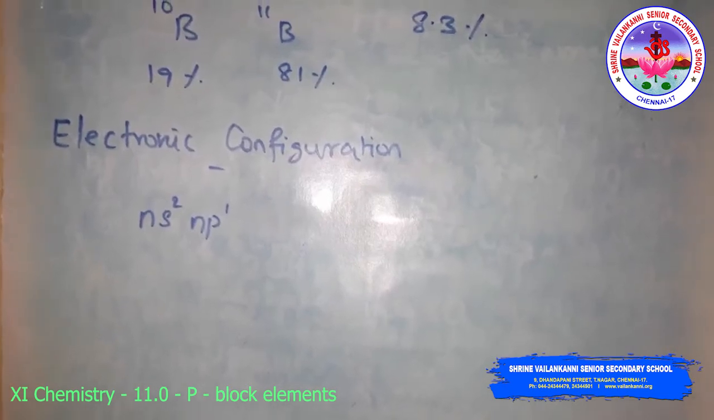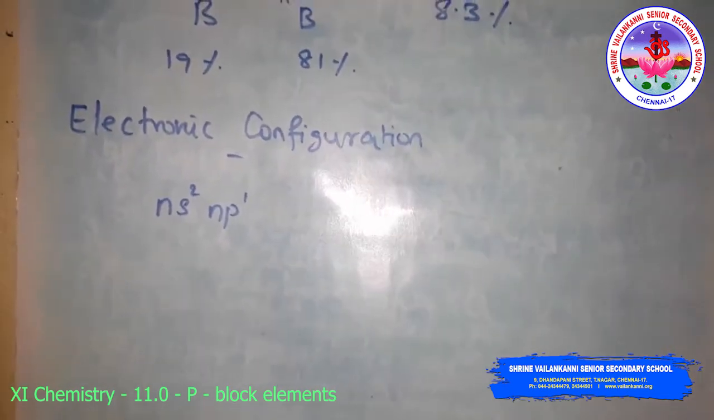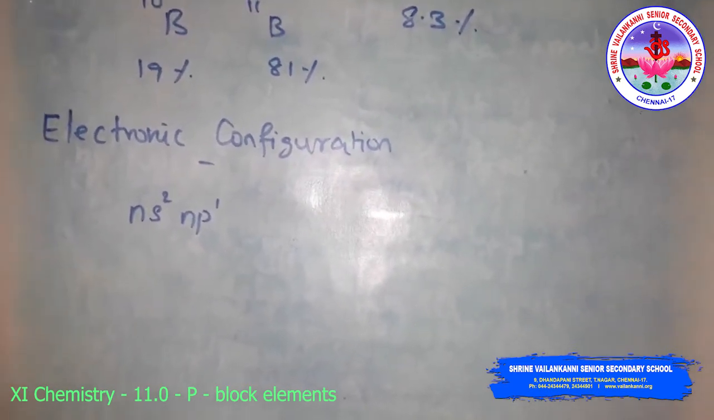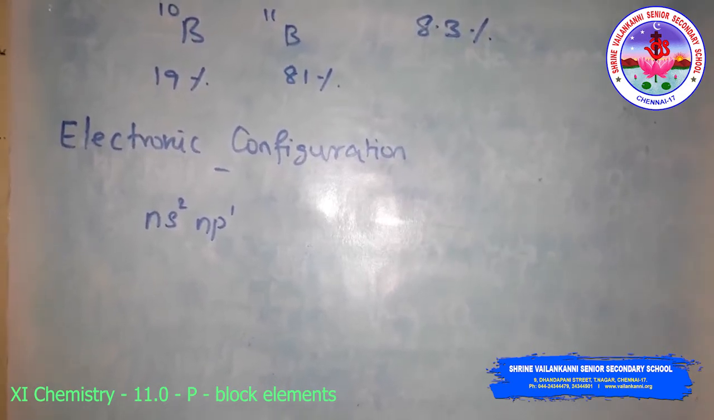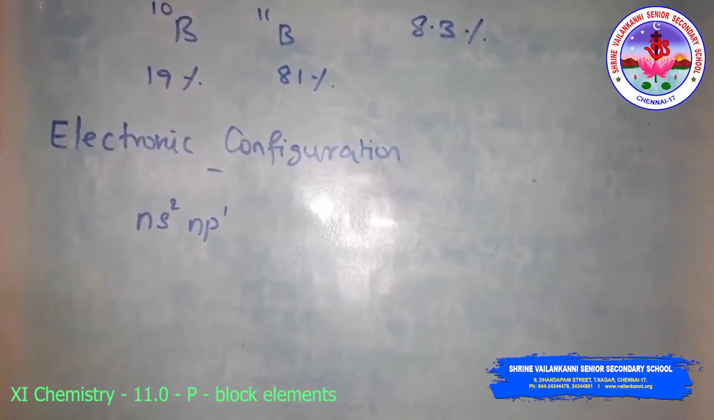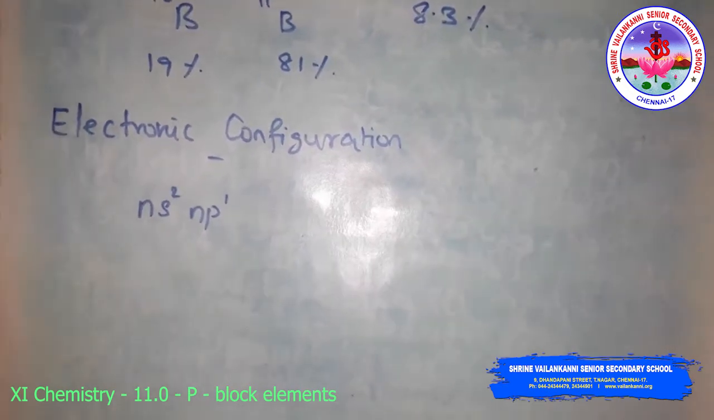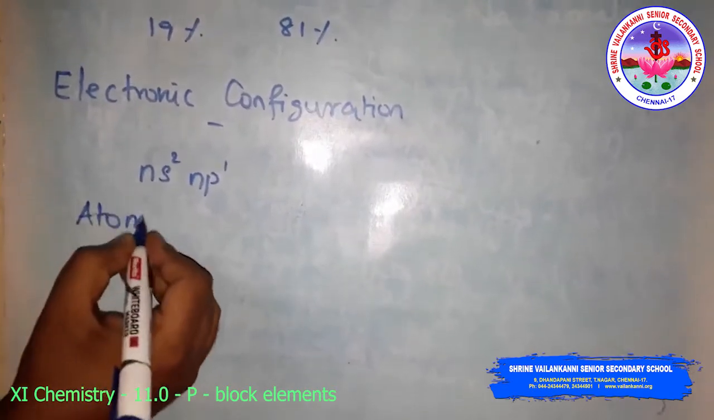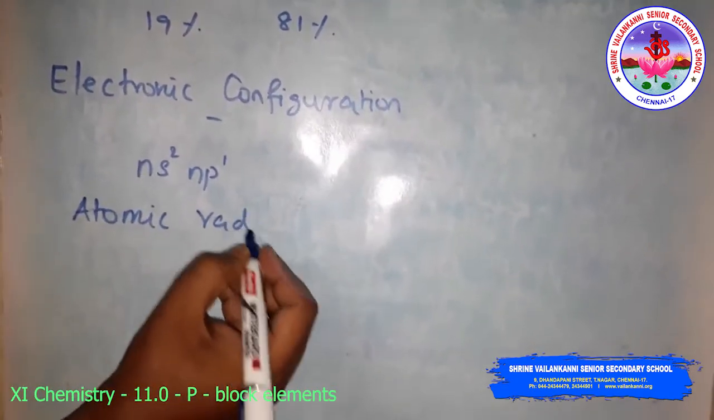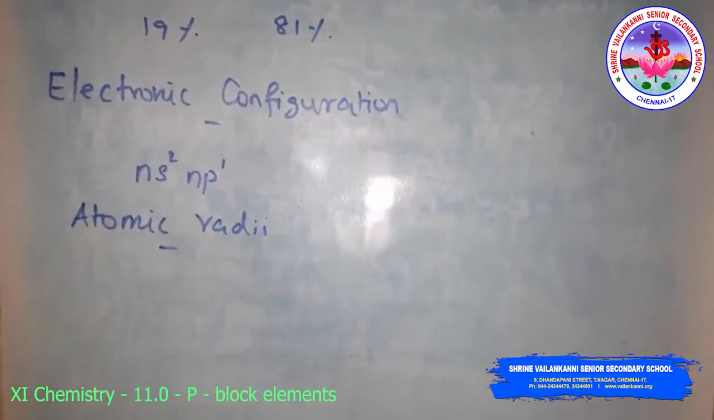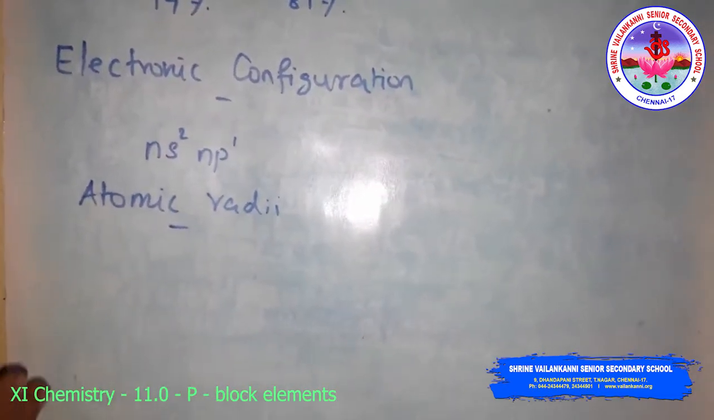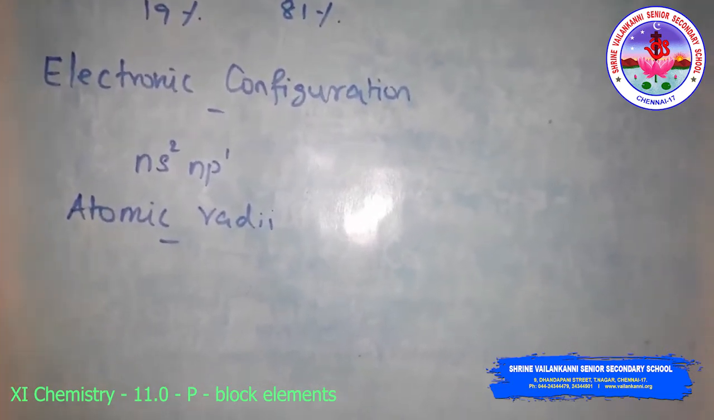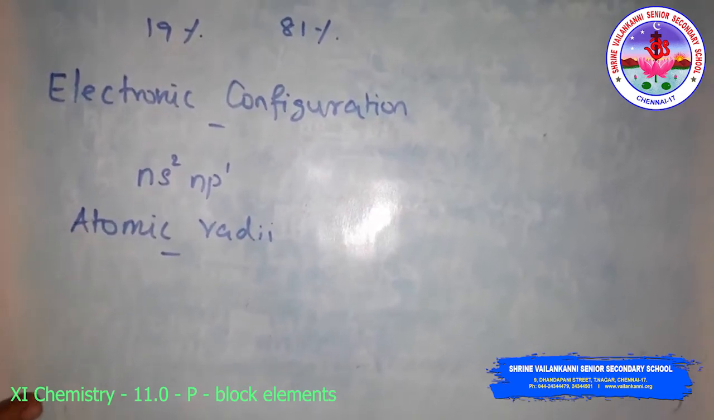So the electronic structures of these elements are more complex than for the first two groups, group 1 and group 2, that is the alkali and alkaline earth metals. Next is the atomic radii. Moving down the group, for each successive member one extra shell of electrons is added, and therefore the atomic radius is expected to increase.